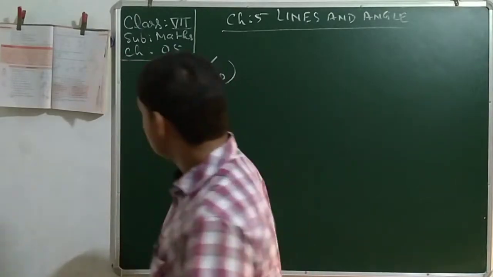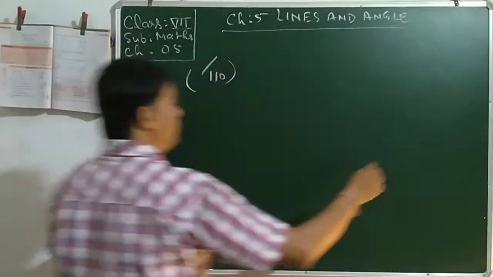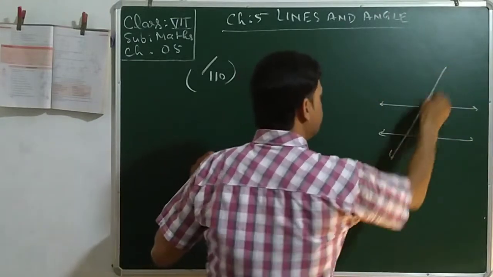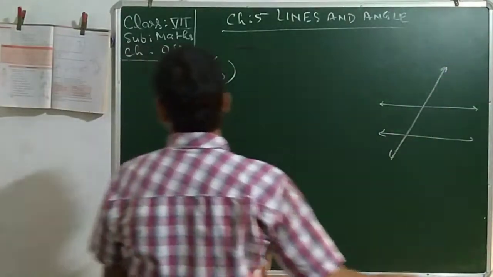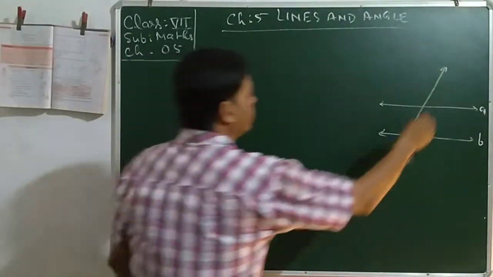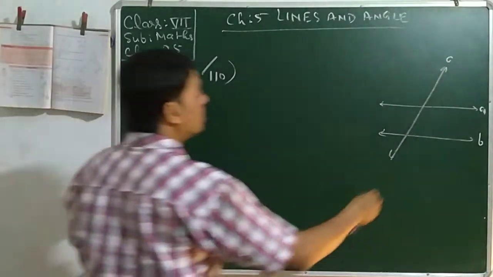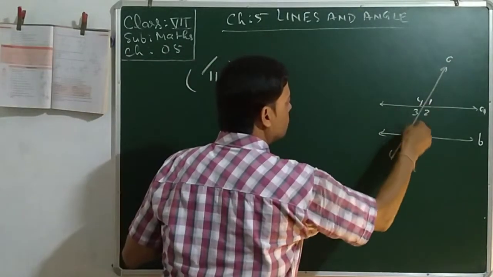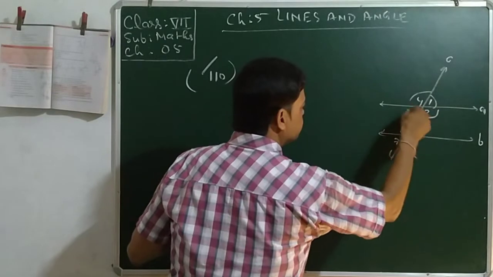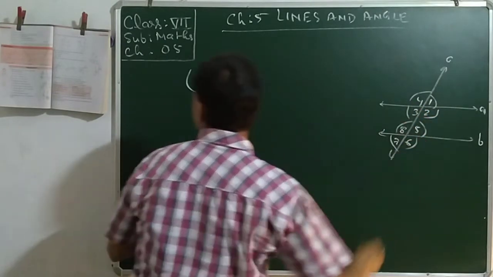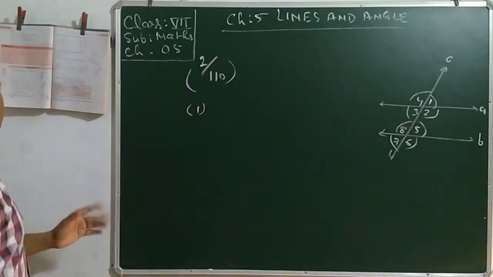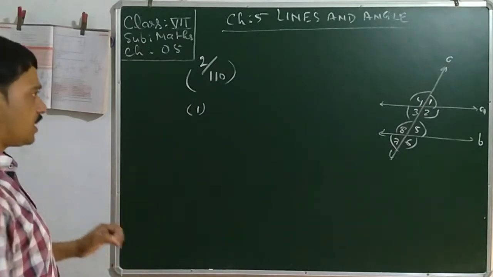In the 2 number sum also, you will get one figure where one set of parallel lines is cut by a transversal. These lines are A and B and the transversal is C here. And angles are named as 1, 2, 3, 4, 5, 6, 7 and 8. Now it's 2 number. The first thing, in the adjoining figure, identify the pairs of corresponding angles.